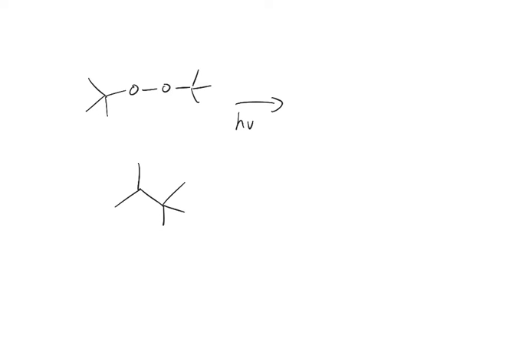So maybe a radical type question. Here I have this peroxide. That oxygen-oxygen bond is a traditionally weak bond that we break for radical reactions. So hv is just light, some sort of energy. Sunlight can do this, right? And what's going to happen is that bond is going to break homolytically. So we're going to get two new radicals.